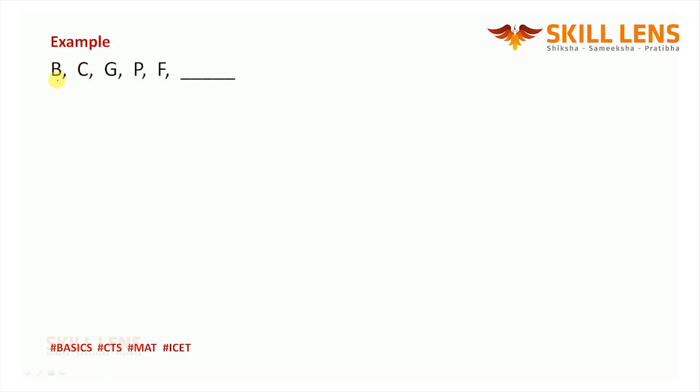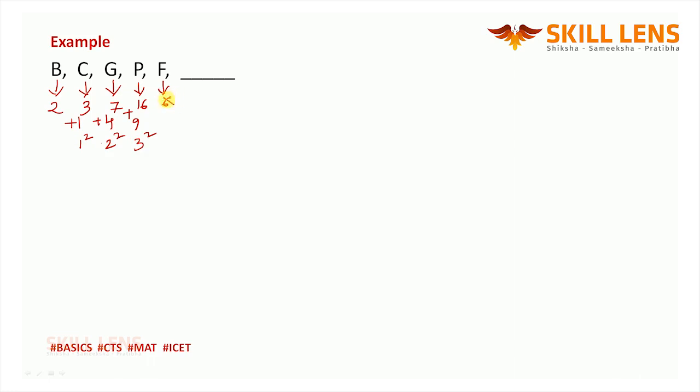So B place value is what here? 2. C place value is what here? 3. G place value is what here? 7. P place value is what here? 16. F place value actually is what? 6. Here plus 1 is the difference, here plus 4 is the difference, here plus 9 is going to be the difference. Guys, are you observing? This is 1 square, this is 2 square, this is 3 square.